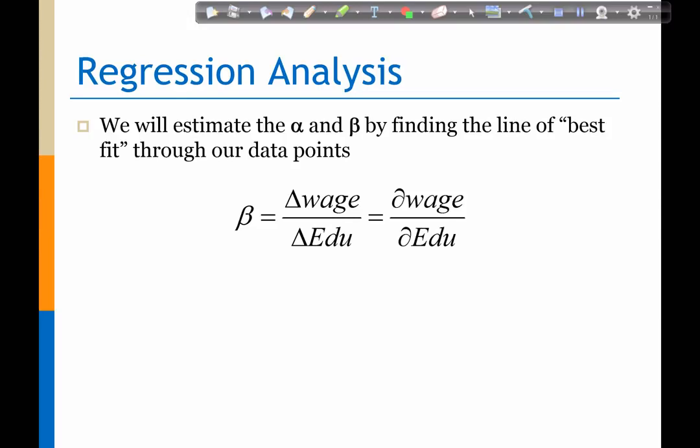So in this case, beta, which is the coefficient on education, is a slope. It tells us how wages change when education changes. Usually we'll say, okay, when education goes up by a year, then what happens to wages?